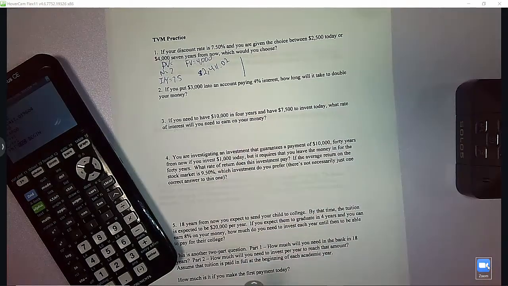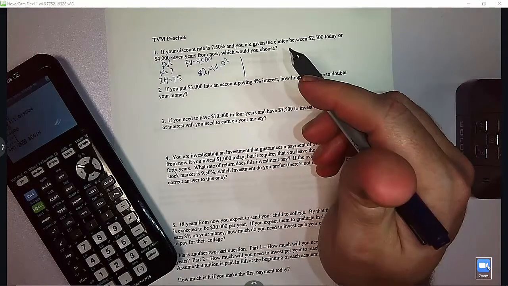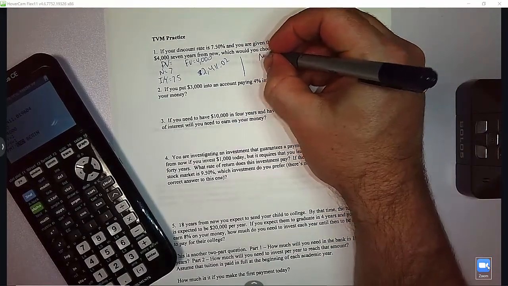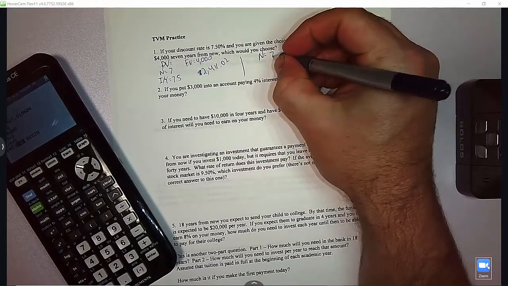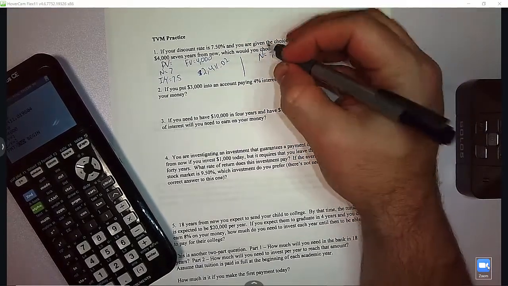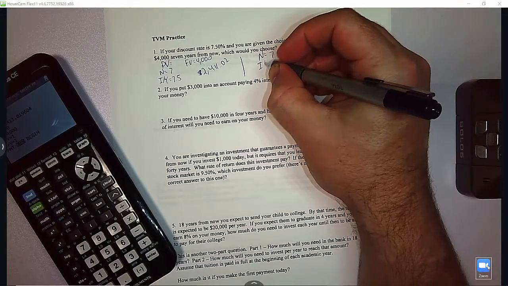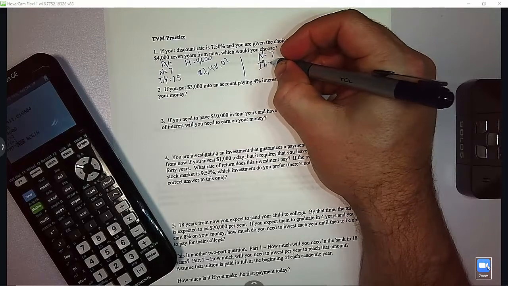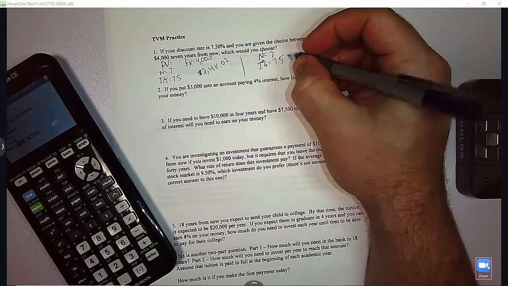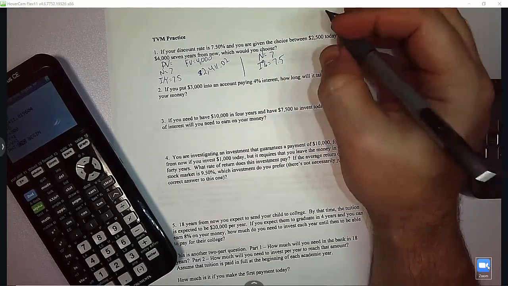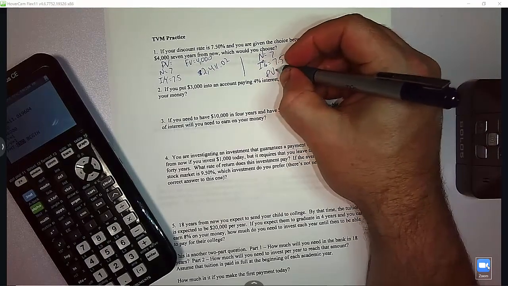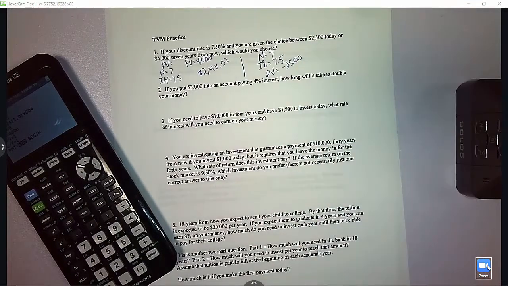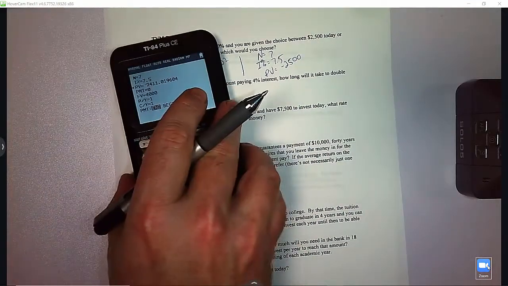My second approach, like I said, is to find the future value of the $2,500. So I'm looking for the future value. Again, my N is going to be equal to 7. My interest rate is equal to 7.5. My present value is equal to negative 2,500, and again, that's because that's what I would invest today. And I'm going to solve for the future value.